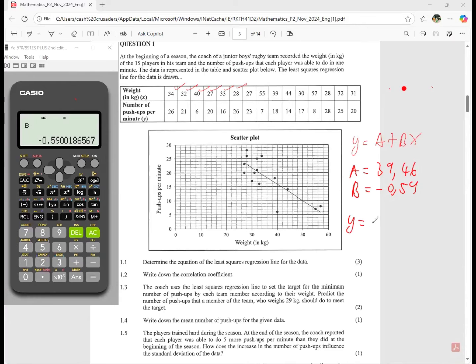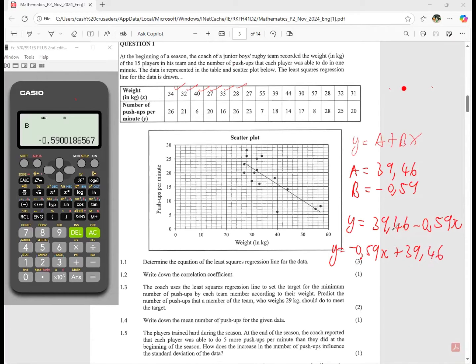So your equation in that format will now be what? 39.46 plus, or because it's a negative, we're going to say minus 0.59 and then x. Now it's up to you. You can rearrange it and write it as negative 0.59x and then plus 39.46. Even leaving it like that is still correct. So y is equal to negative 0.59x plus 39.46.